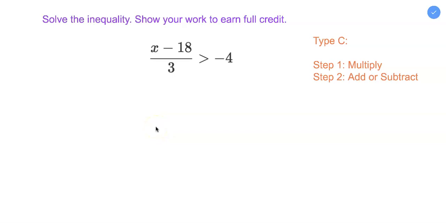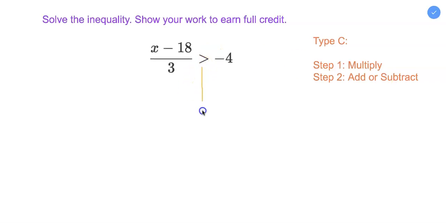Hello, mathematicians. In front of your very eyes, you have a type C inequality. And with a type C, step 1, you want to multiply. Step 2, you want to add or subtract. This is different than the type A and B. In a type A and B, you add or subtract first. But in a type C, you do that as step 2.